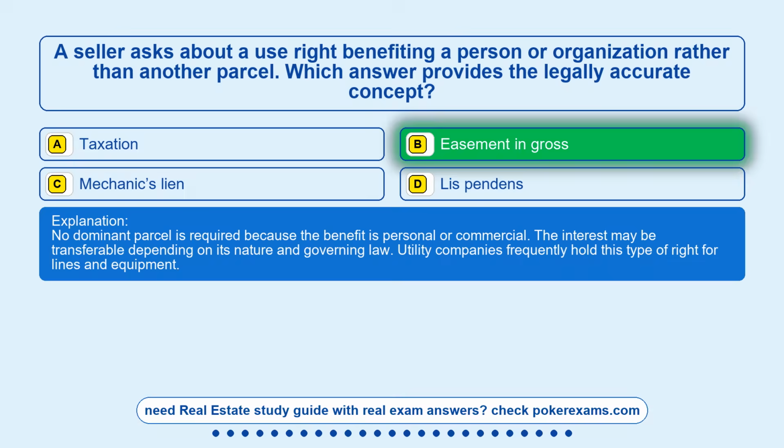No dominant parcel is required because the benefit is personal or commercial. The interest may be transferable depending on its nature and governing law. Utility companies frequently hold this type of right for lines and equipment.